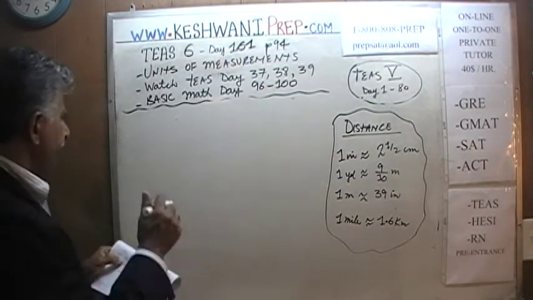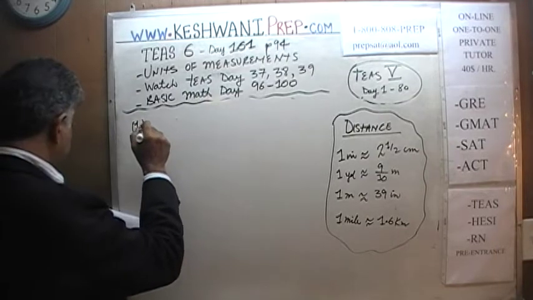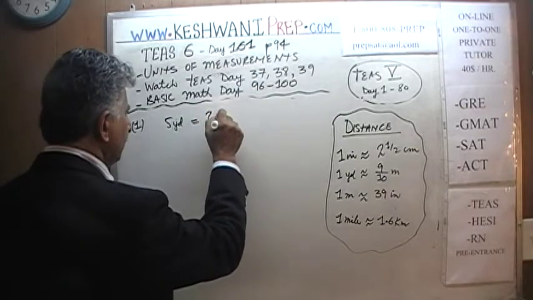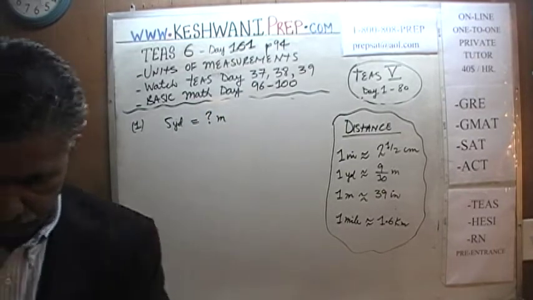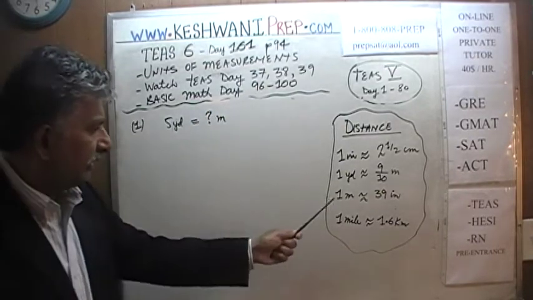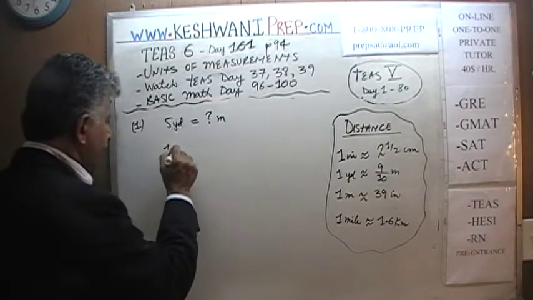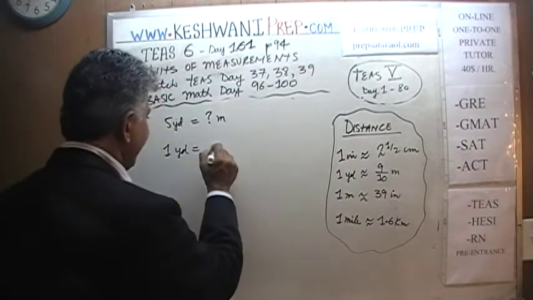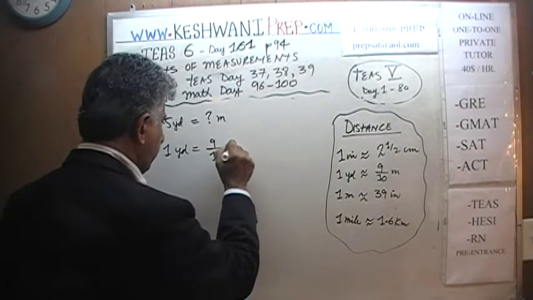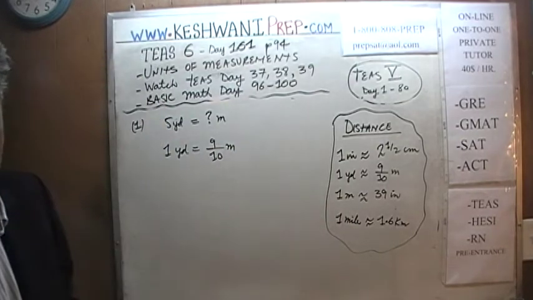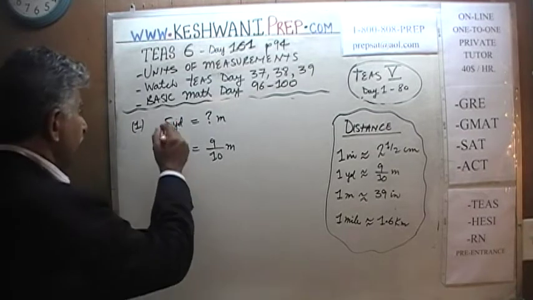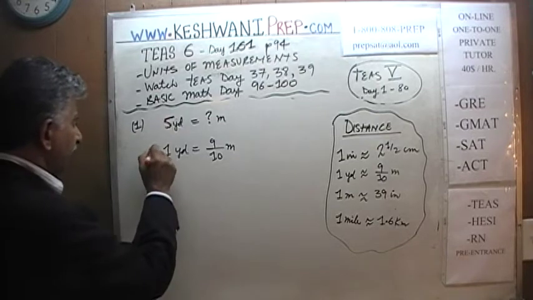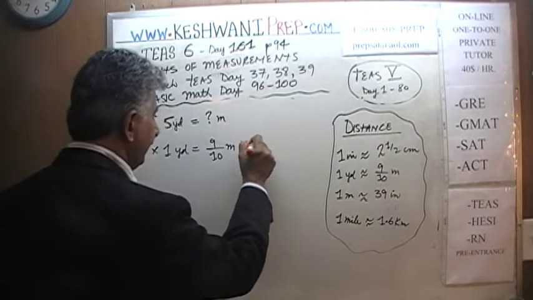Here's the first one. The first problem, we're being asked to convert 5 yards into meters. 5 yards equal how many meters? Well, we just learned that 1 yard is 9/10 of a meter. Well, we're not interested in 1 yard. We are interested in 5 yards. We want 5 yards. Well, that's very simple. Multiply both sides of the equation by 5, and we are done.